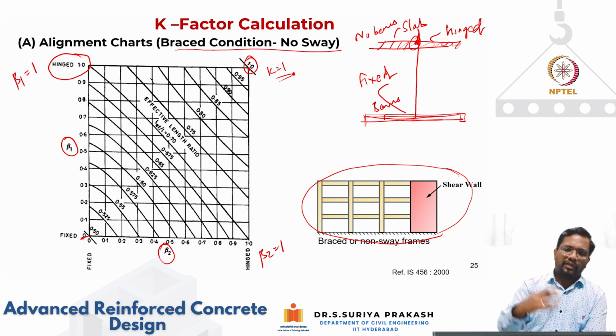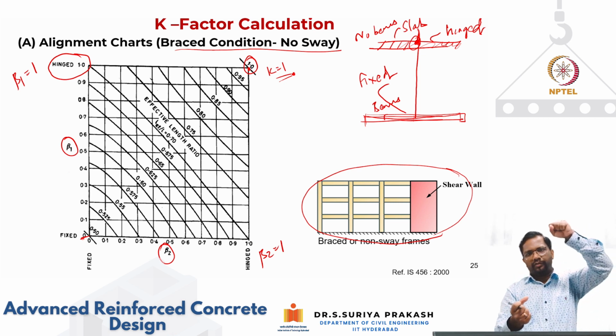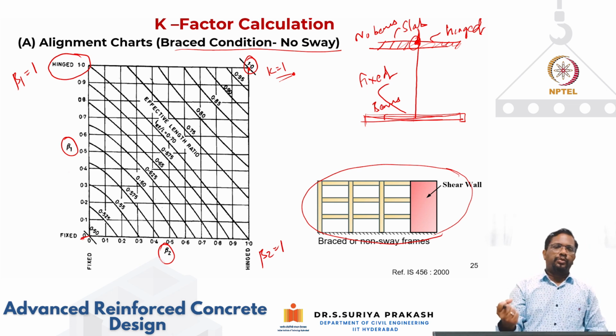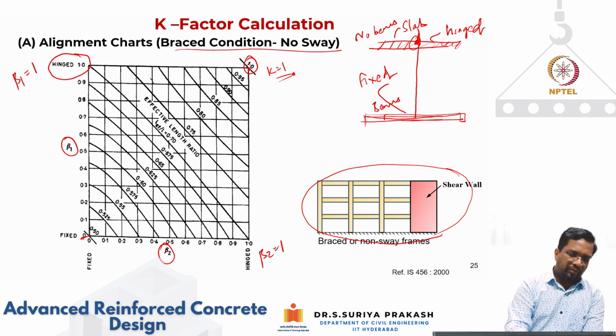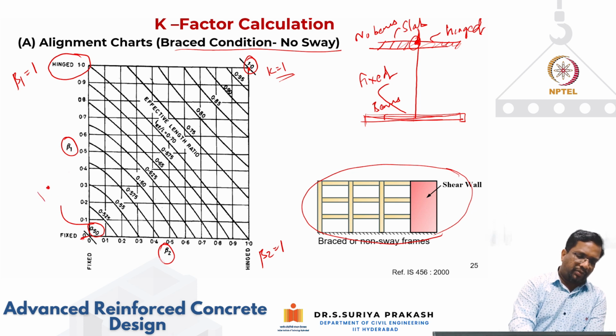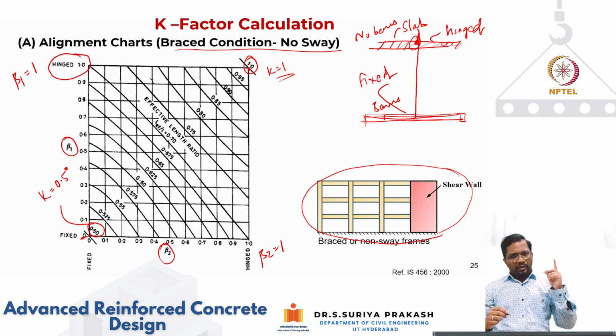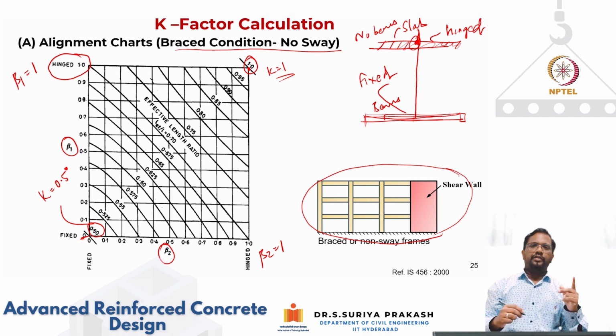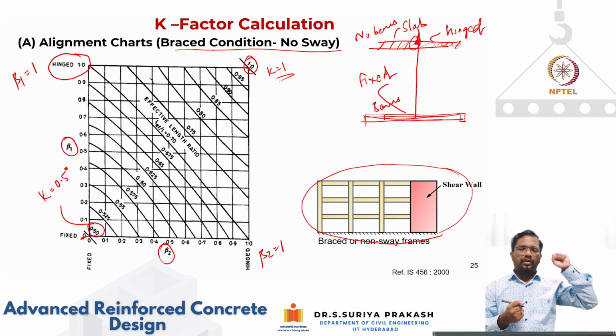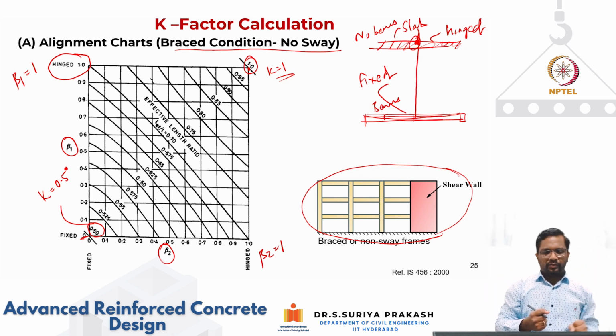Now, if I say another extreme condition, for a braced condition, now I'm saying that the joints are very rigid. I have very stiff beams that are connecting at the joint. Then it will approach fixity. So beta will become 0 and here beta will become 0. So then what happens to the K value? K value becomes 0.5. That is the effective length factor for a fixed column which is restrained to sway.